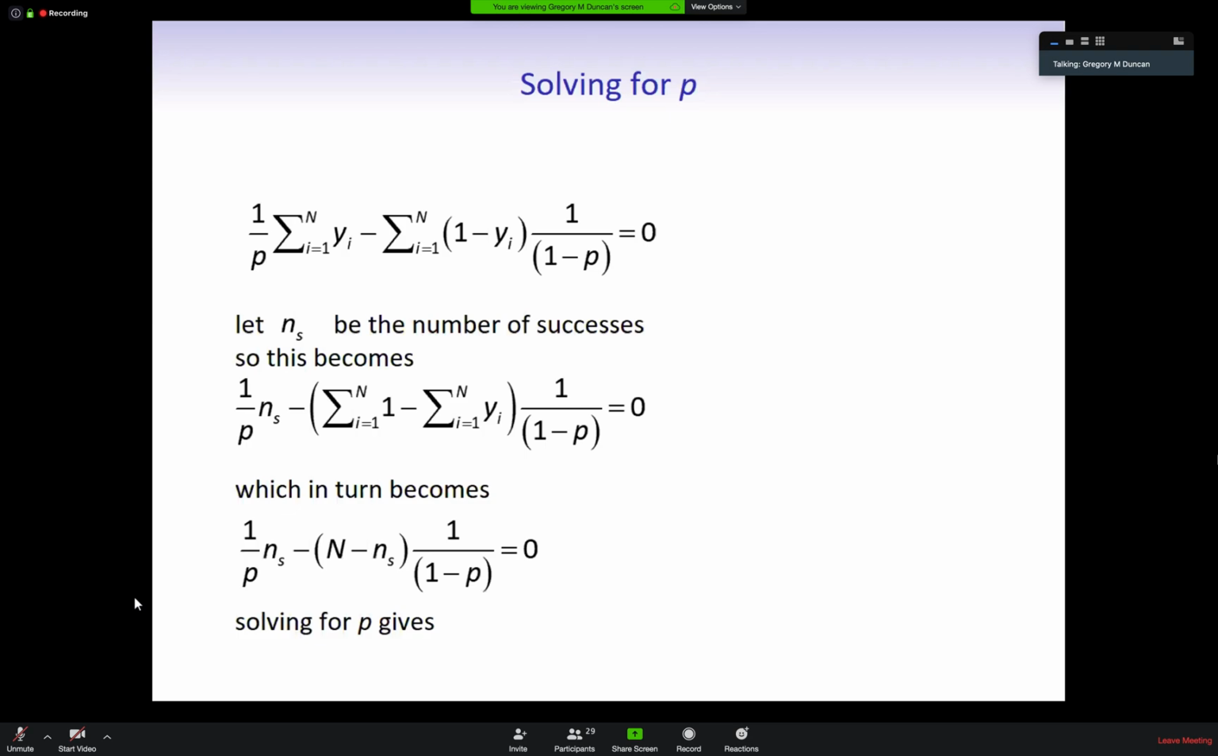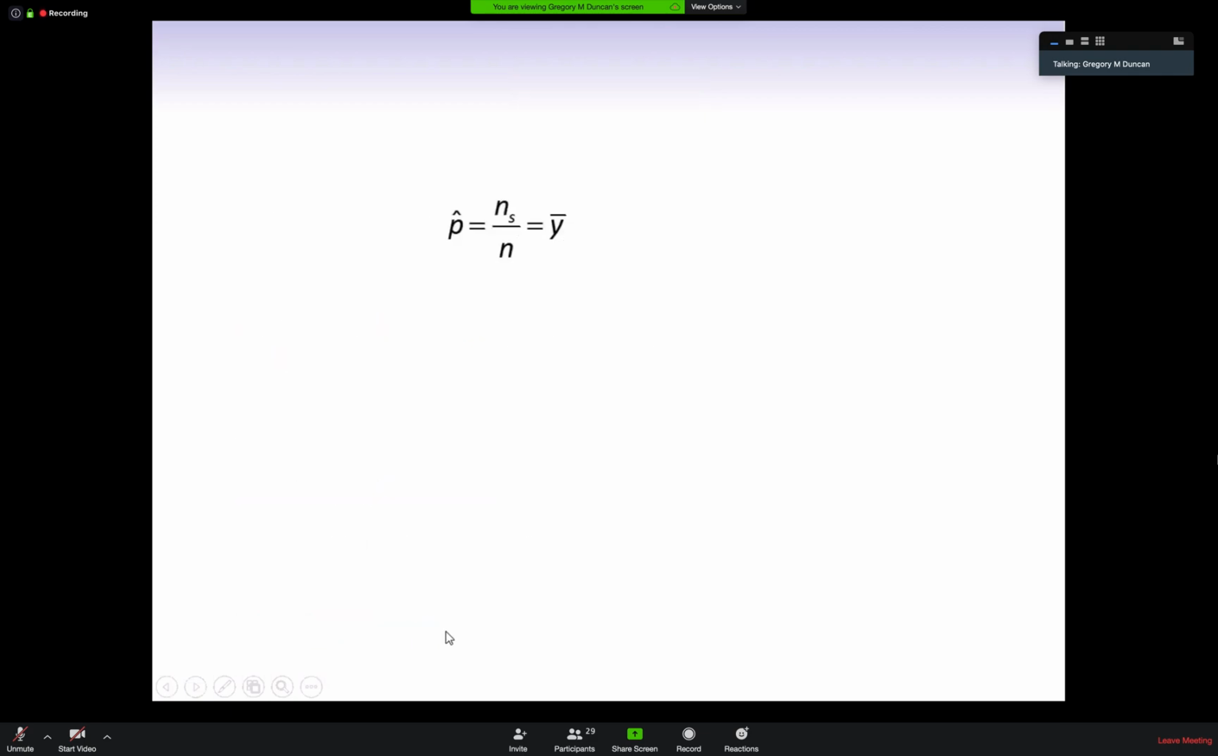So this becomes 1 over p times ns minus n minus ns times 1 over 1 minus p equals 0. And now we solve for p. And what does it give us? It gives us p hat, this is our maximum likelihood estimator, is ns divided by n. And what's that? That's the sum of the yi's divided by n. That's the average of the y's.